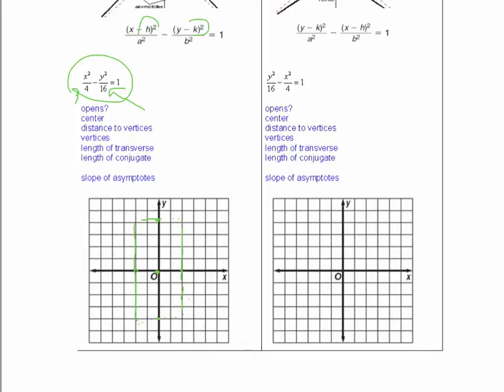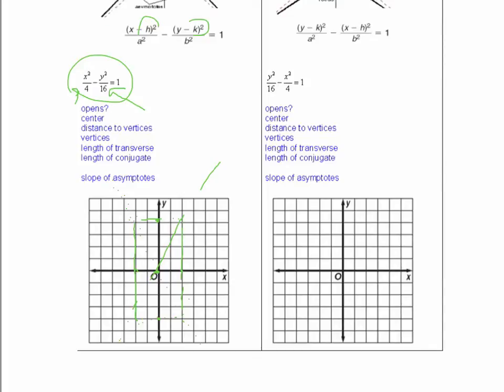The other thing you want to do then is connect the corners of the box with the center, so you end up with a line going diagonal that way and a line going diagonally this way. Those are your asymptotes, and that's going to help you to graph the hyperbola. At this point, you can check the distance to the vertices.